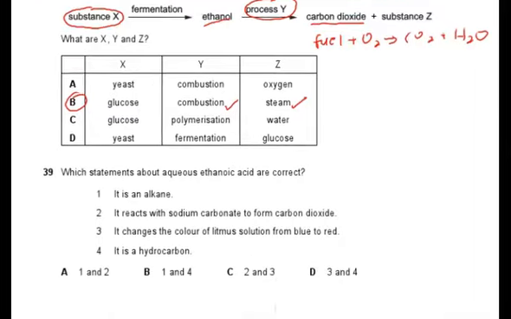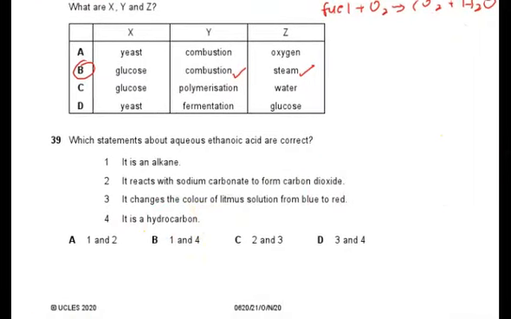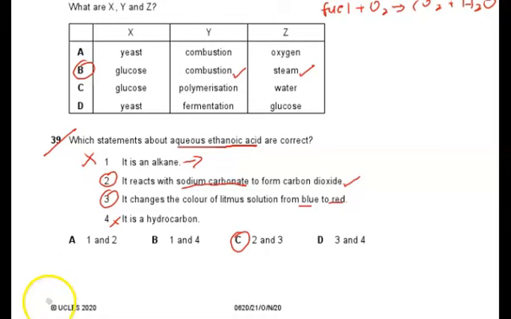Okay, now let us go to question number 39. Which statements about aqueous ethanoic acid are correct? It is an alkane. Nope, it is not. It's an acid. It reacts with sodium carbonate to form carbon dioxide. Yes, of course. It changes blue litmus to red. Yes, because it is an acid, it is not a hydrocarbon. So your answer is 2 and 3, which is C. Okay, now let us go to the last question.